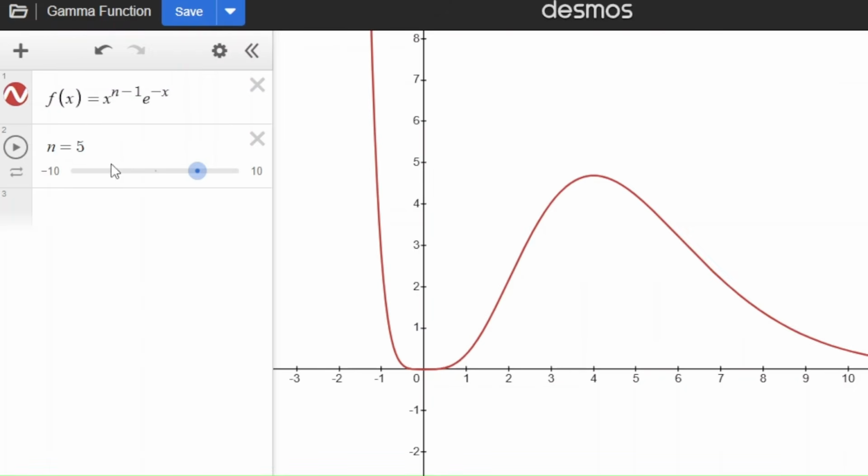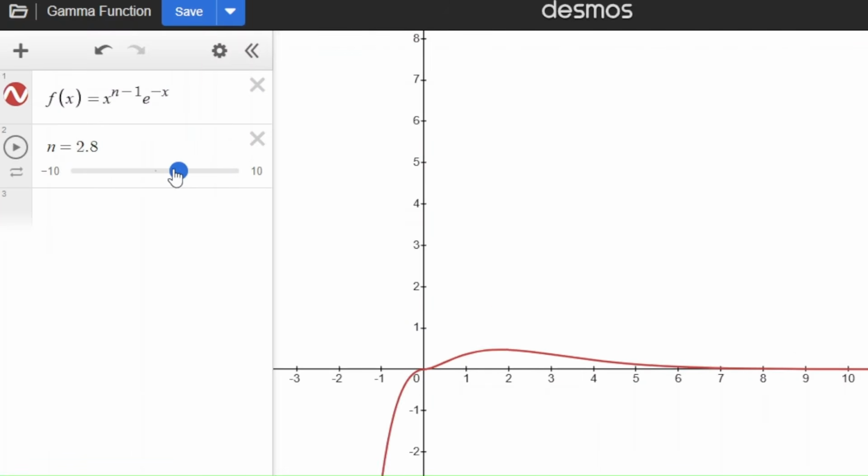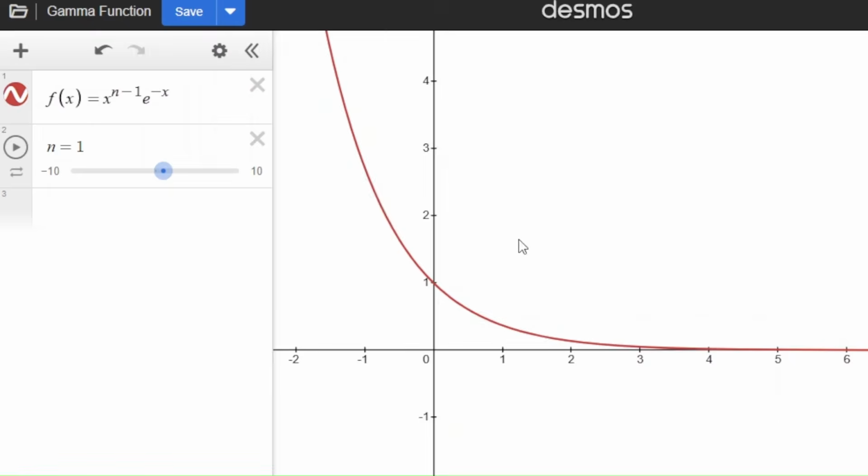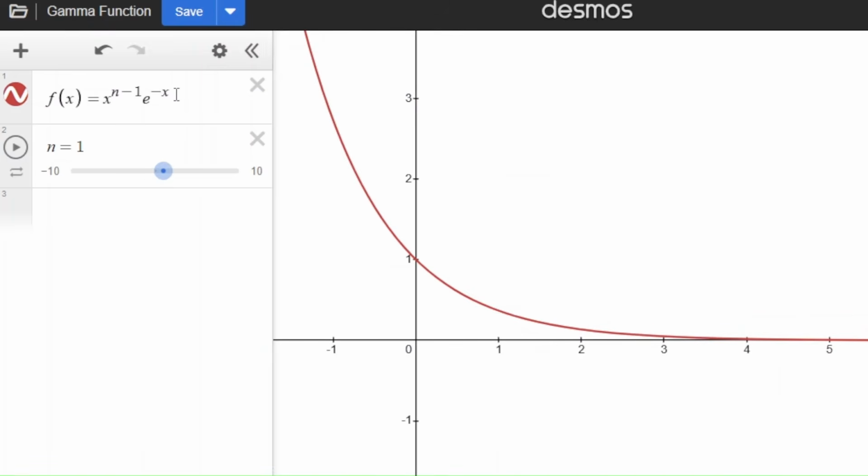In fact, let's use Desmos to get a visual demonstration of that. So here's the function when n is 5. Now notice, as n gets smaller, what happens? Well, when n is 1, we get right here. This is what the function looks like. It's essentially just e to the negative x.